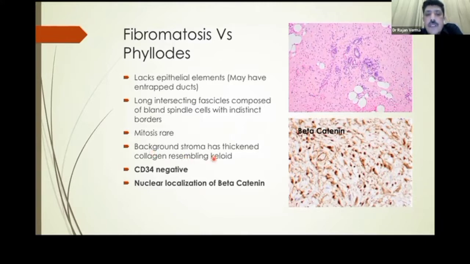But what you have to look into is the background stroma, which is a very thickened collagen that resembles a keloid. And interestingly, the mitoses are very rare. The CD34 is negative. There is a nuclear localization of beta-catenin. Of course, you see beta-catenin positivity in phyllodes also, so you rely on CD34 negativity. So, if you look into the bland morphology, the collagenous stroma, you will diagnose the case as fibromatosis.